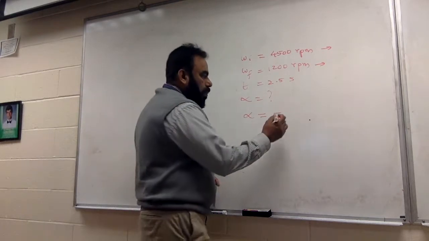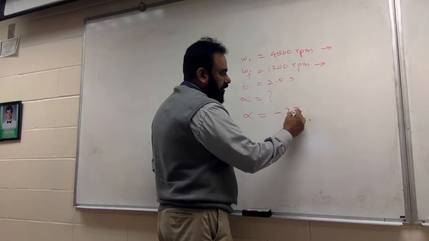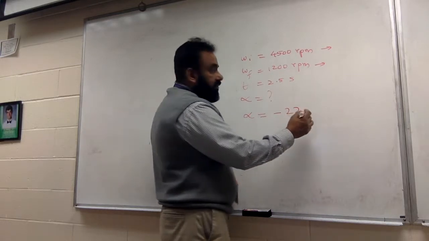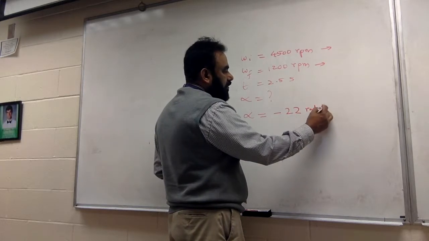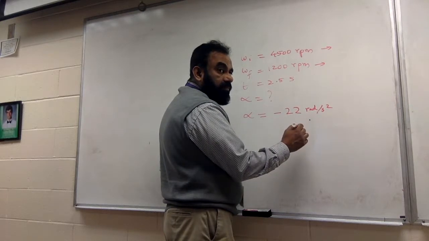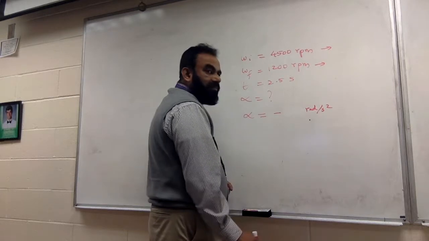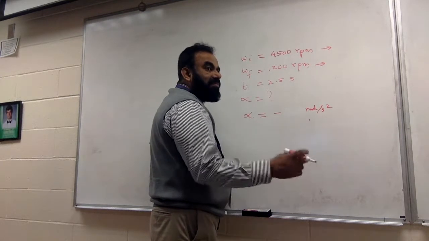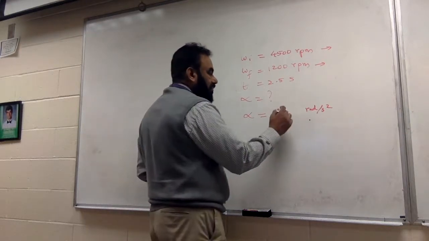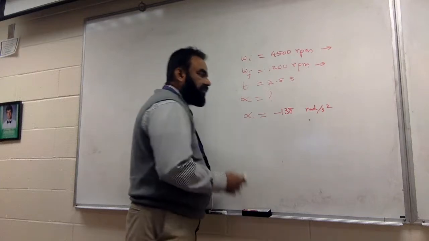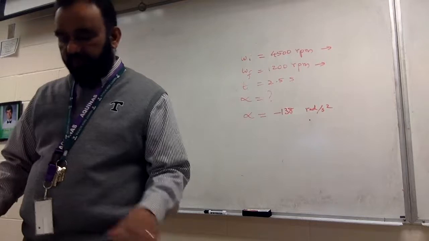Negative 22 radians per second squared. Negative 22 pi radians per second squared. Get it all together. I got negative 132. Okay. Is that the answer everybody is getting? All right, good.